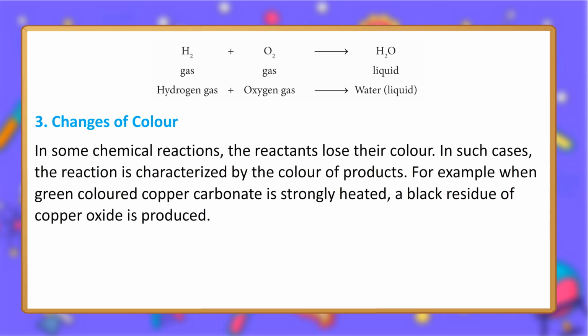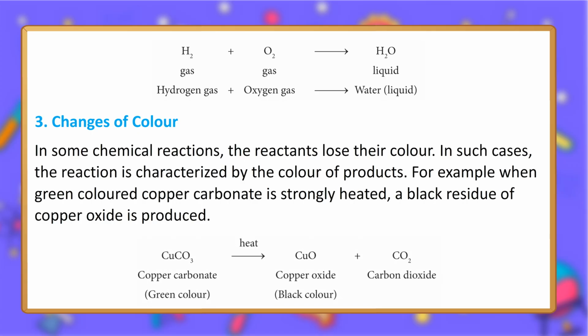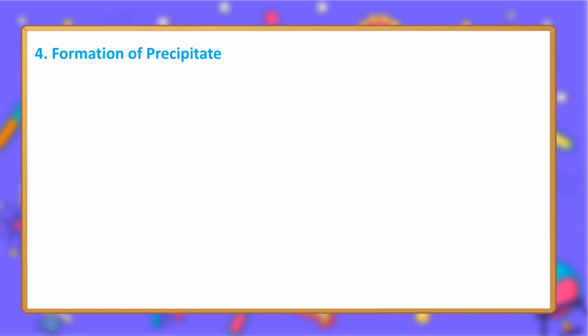3. Change of color. In some chemical reactions, the reactants lose their color. In such cases, the reaction is characterized by the color of the products. For example, when green-colored copper carbonate is strongly heated, a black residue of copper oxide is produced. CuCO3, heat, gives CuO plus CO2. Copper carbonate, copper oxide, carbon dioxide. Green color, black color.